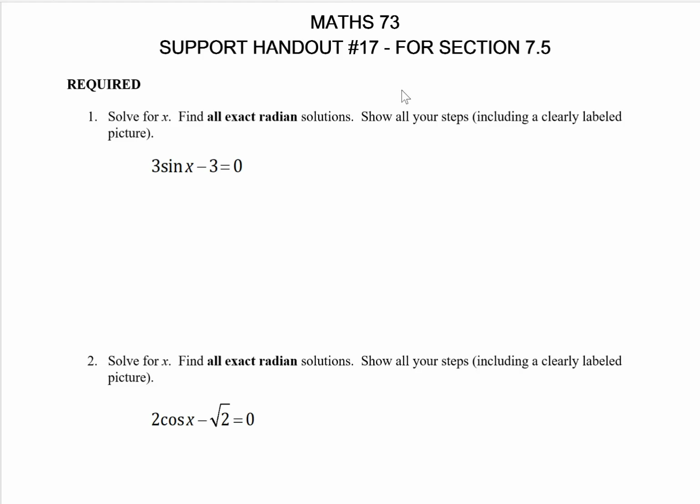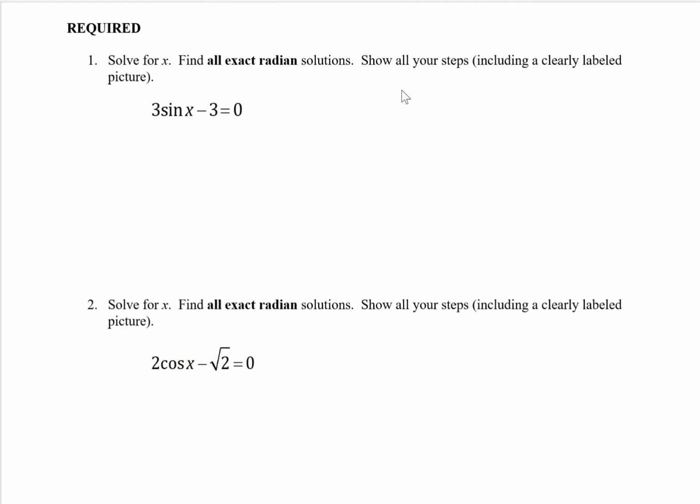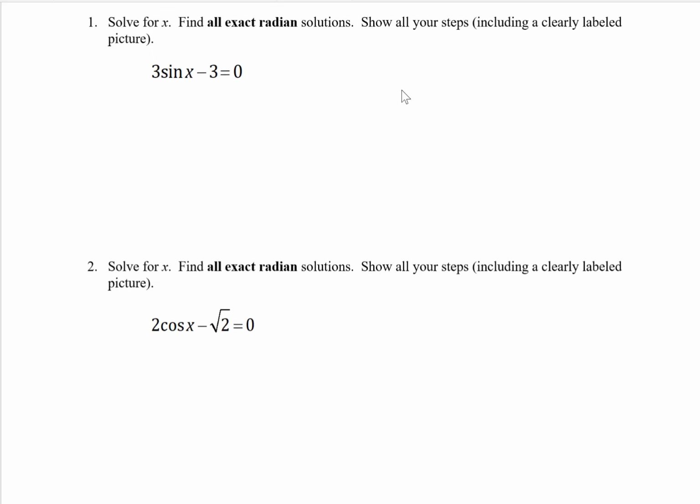Support handout number 17. Problem 1 is a review on solving trig equations. So the first thing we do is we get that sine x by itself. I would add 3 to both sides, and then I would divide both sides by 3, turning this into sine x equals 1. Then I want to find all the solutions within one period.